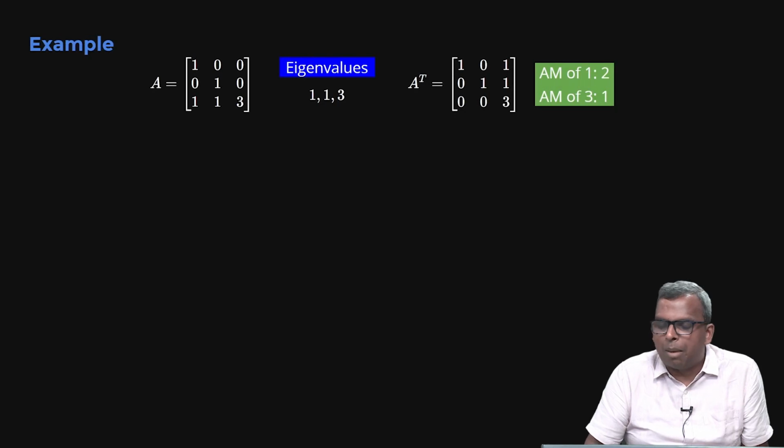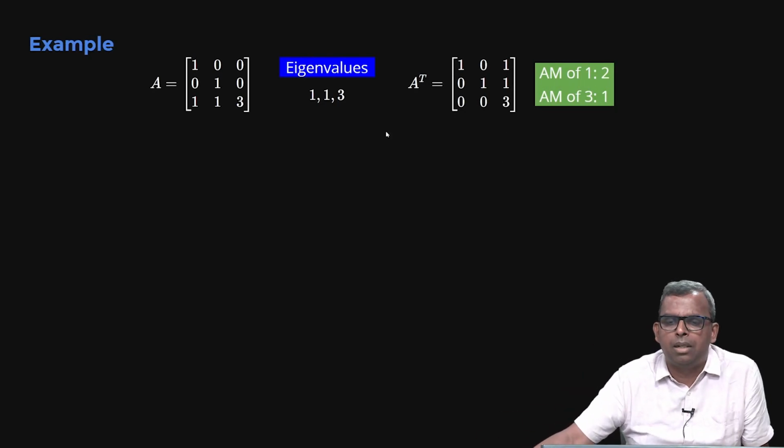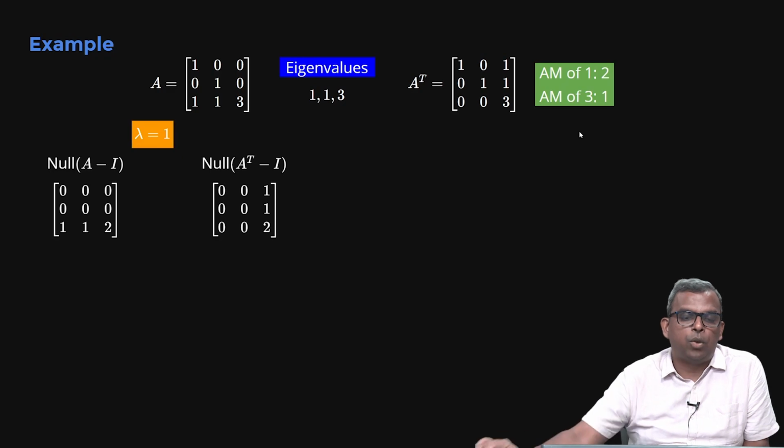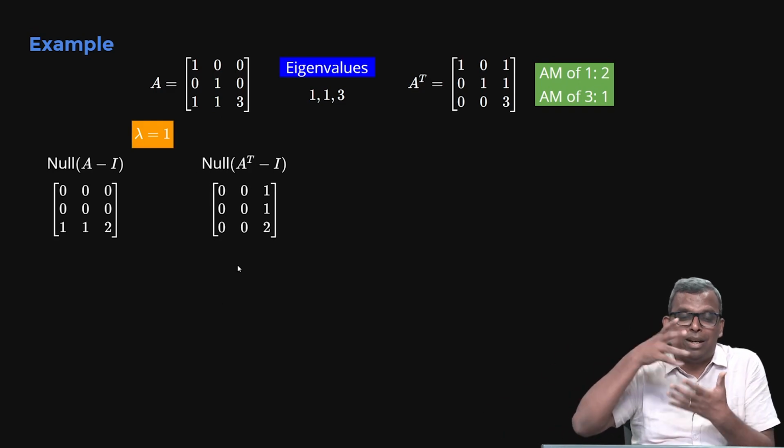So, let me show you an example just to show you how this works. We will go through this very quickly. We will look at this 1, 1, 3 example, and if you look at transpose, it is 0, 1, 1 here, right. So, algebraic multiplicities are the same, nothing changes. If you look at lambda equals 1 eigenvalue, you've got A minus I like this and A transpose minus I like that. Okay, so it's sort of, it transposes.